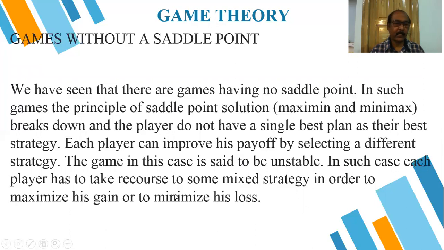In such a case, each player has to take recourse to some mixed strategy in order to maximize his gain or to minimize his loss. That means player A can change his selection of strategies from 1 to 2, 2 to 3, or randomly select, to improve his gain. At the same time, player B also selects strategies by changing, to minimize his loss. So they cannot fix on a particular strategy.